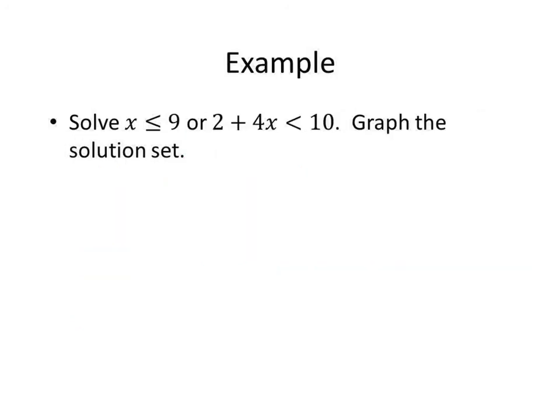We're going to look at one more here. Solve x is less than or equal to 9 or 2 plus 4x is less than 10. Notice this first one is already solved for us. X is already by itself. If we solve the other one, we're first going to subtract 2, make sure it cancels. Then we're going to divide by 4, and we're going to get x is less than 2. And once again, notice that they both go the same way. So if I bring down the other one here, keep that OR in the middle. You have to keep that OR in the middle the whole time.